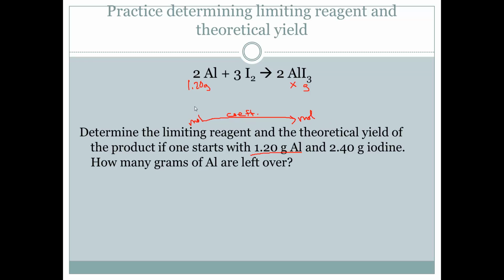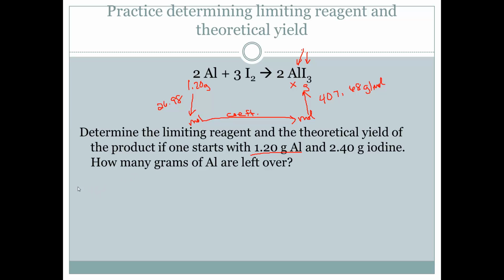So we need to go from grams to moles of this. That molar mass, after looking at the periodic table, is 26.98. From moles to grams, that molar mass, after looking at the periodic table, is 407.68. Remember, we're getting these numbers from the periodic table from adding aluminum and 3 iodine together. Now let's go ahead and do that real fast.